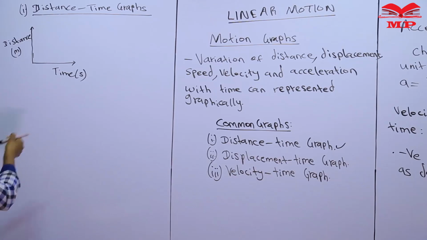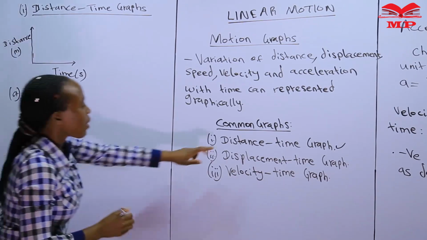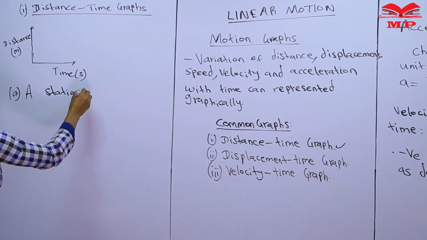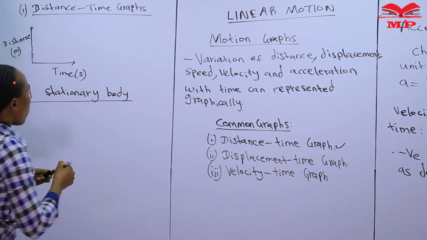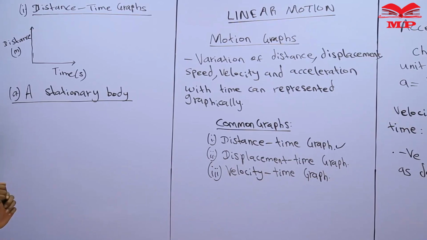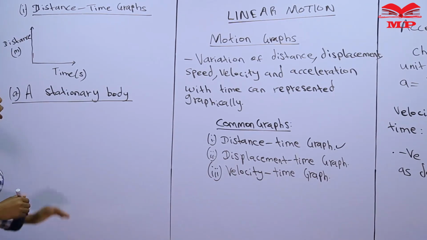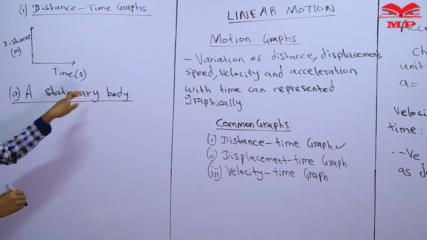So I want us to start with a stationary body. The distance time graph for a stationary body. When we talk of stationary, the word stationary means that it is not in motion. A body that is not moving. For example, if you place a body on a table, and the body is not in motion, we say that the body is stationary.